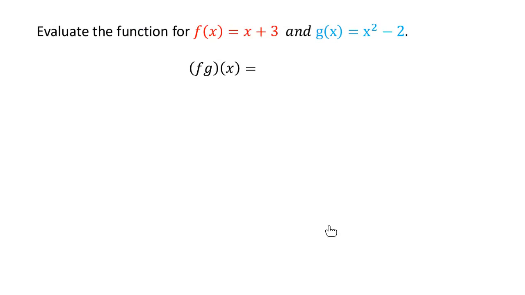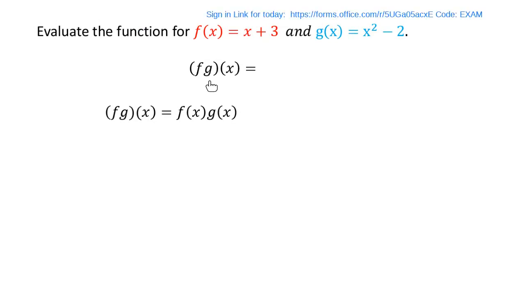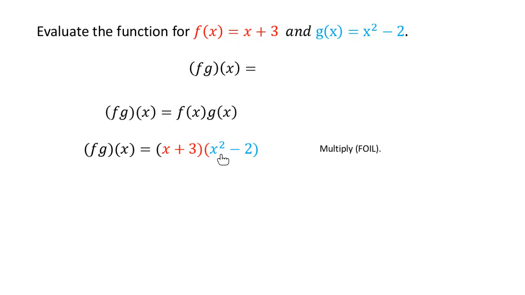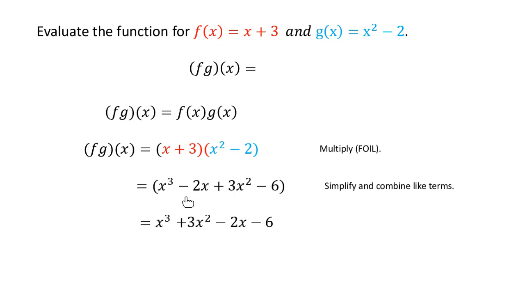Okay, so let's look at multiplying these two functions together. Here we have f of x times g of x, and so we're going to end up with x plus 3 times x squared minus 2. We're going to multiply x times x squared, and then x times negative 2, and 3 times x squared, and 3 times negative 2. When we do that, we end up with x cubed minus 2x plus 3x squared minus 6. We'll combine our like terms, so we get x cubed plus 3x squared minus 2x minus 6. There's really nothing else that I can do to simplify, so that is my answer here.